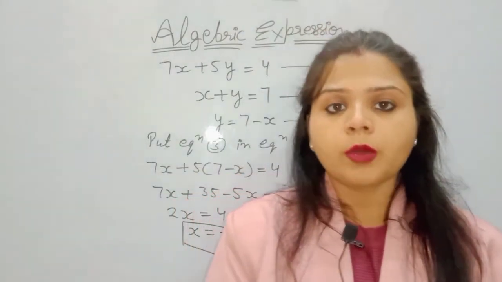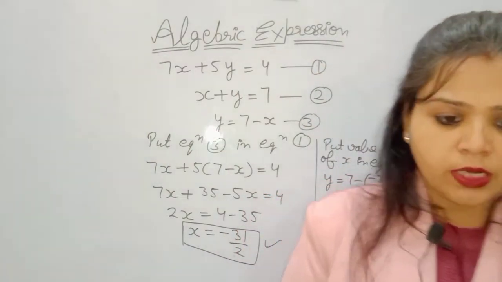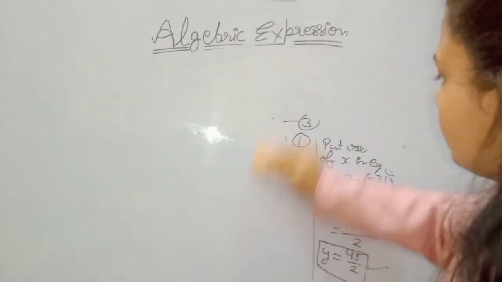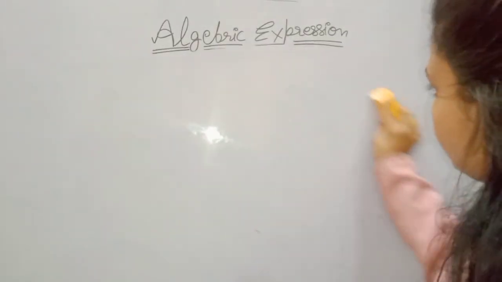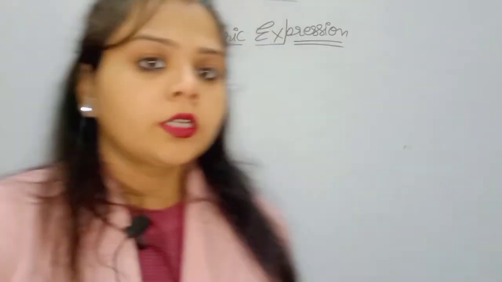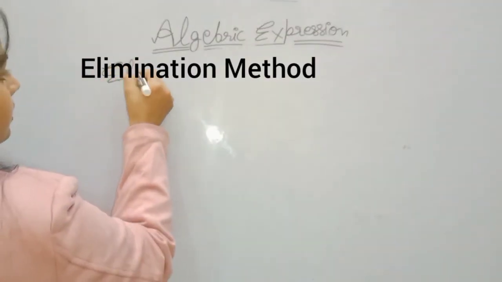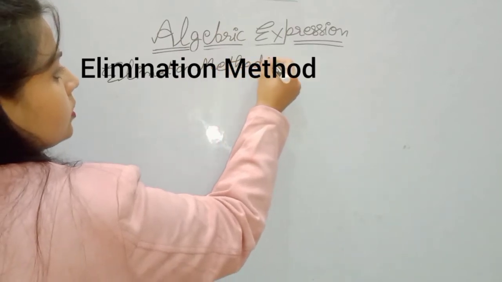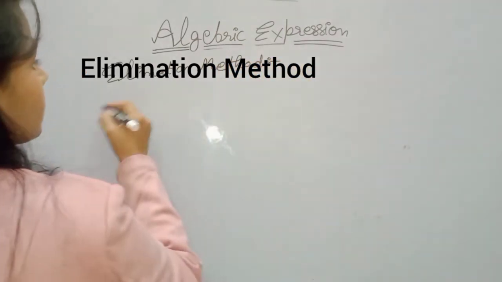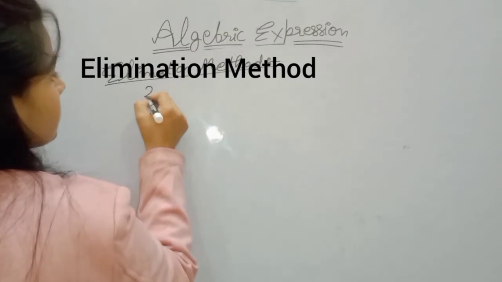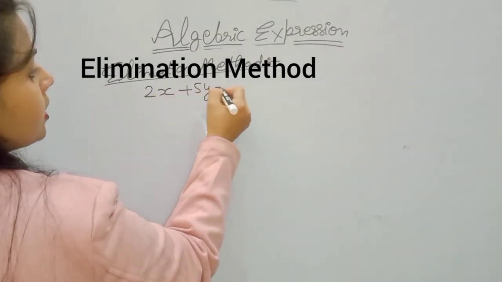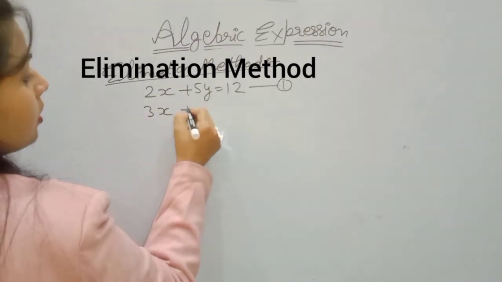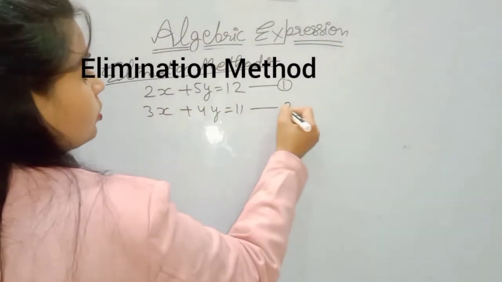Now we have to study the next method, that is the elimination method. So in this case, let's take two equations. One is 2x + 5y = 12. This is our first equation, and the second equation is 3x + 4y = 11.